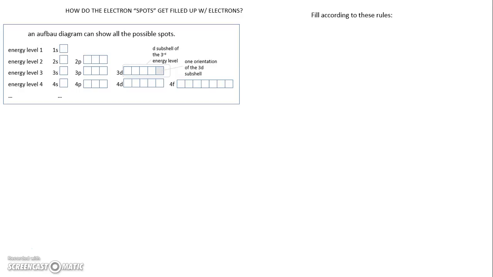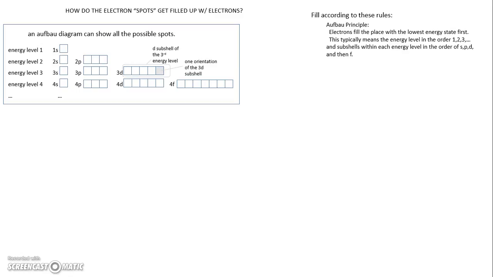Okay, here are the rules that we use to fill up this Aufbau diagram with electrons. There's the Aufbau principle. Electrons fill the place with the lowest energy state first. What does this mean? Well, they like to fill the place with the lowest energy state first. They want to find the place with the lowest energy. That's what electrons want.